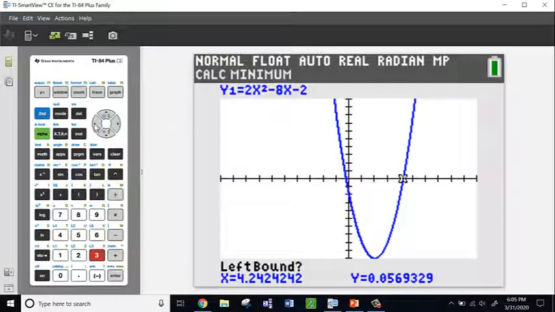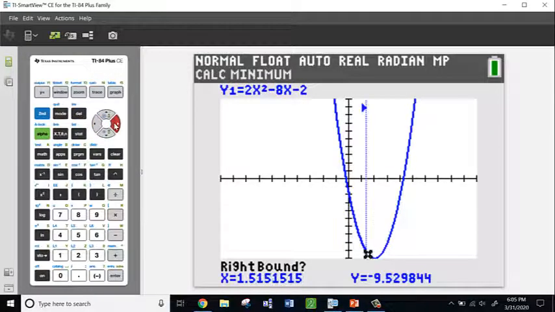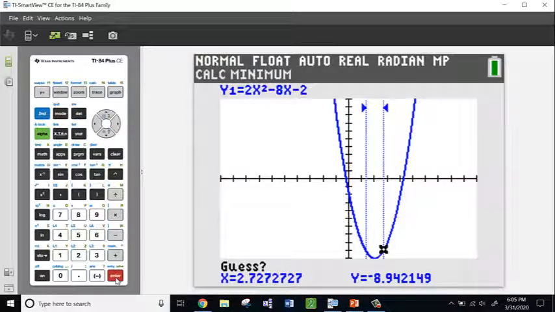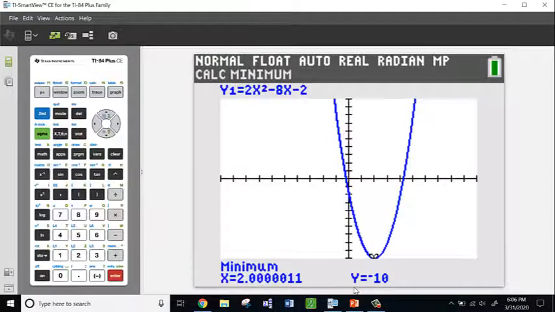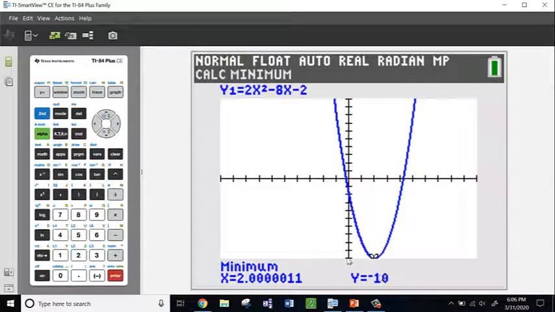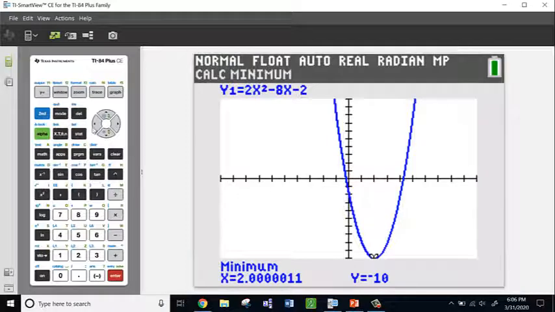Now I need to go on the left side of that bottom spot. So I'm just going to go a little bit more on the left side of where I think the bottom spot is. And then I'm going to arrow to the right side of it. And I'm not going to guess. I'm going to hit enter. And it's telling me that the minimum is at 2, negative 10, which I could have found, the minimum, which is the vertex, on my own without a graphing calculator, but this is somewhat helpful, especially when you take a standardized test.